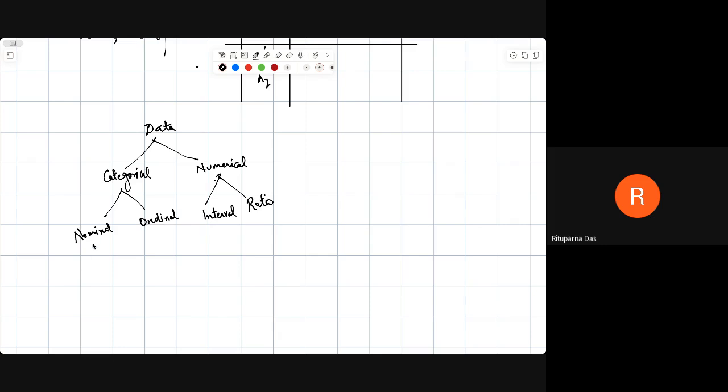Nominal data only has labels. For example, say gender. This is a label. Ordinal data has labels.